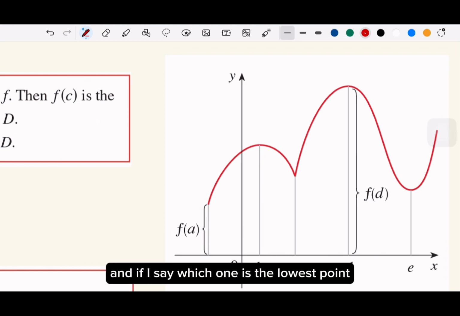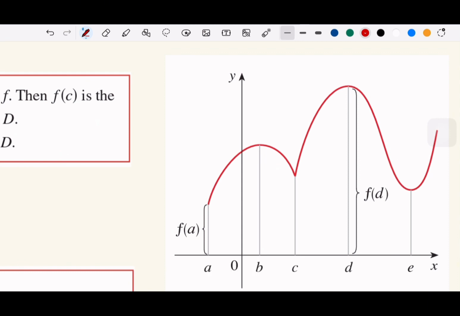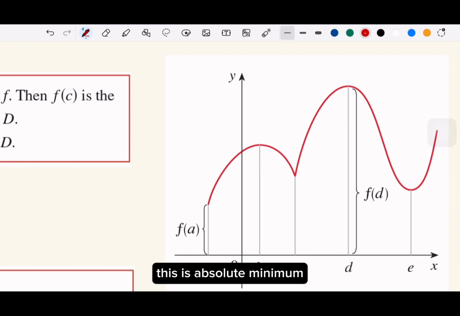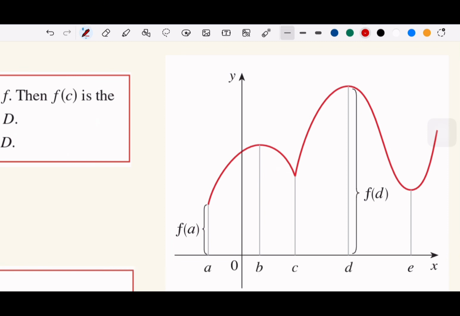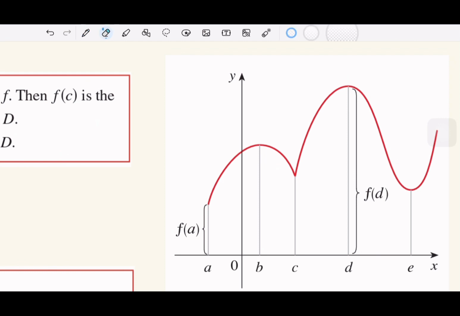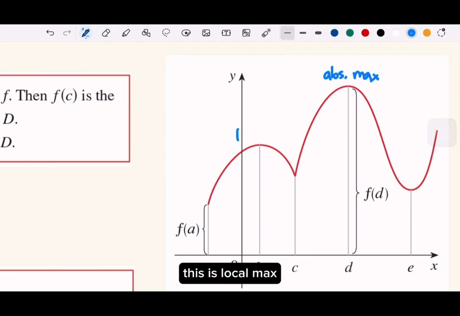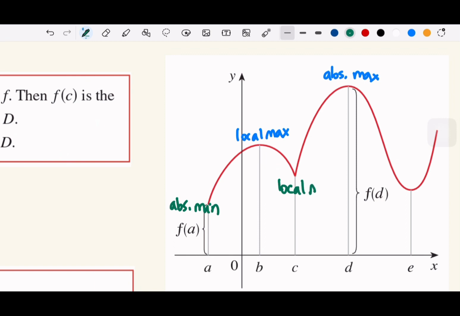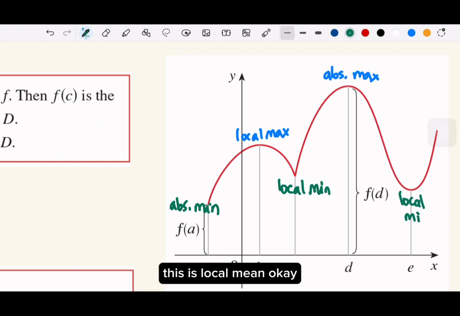And if I ask which one is the lowest point, the minimum value? The lowest one is A, right? We can say A is, in this picture, the absolute minimum, in the closed interval, okay? In the closed interval, this will be our absolute minimum, and this a local minimum. Let me write, just to make sure that we understand. So this will be absolute max. This is local max. This, in a different color, is absolute min. This is local min. This is local min. Okay?